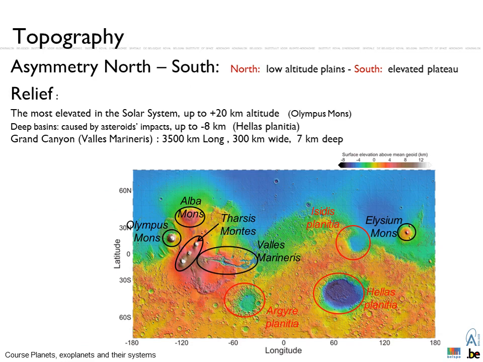Another asymmetry between the northern and southern hemispheres lies in the topography, the north being mostly low altitude plains while the south is elevated plateaus. As already mentioned in the introduction, the highest summit found in the solar system is Mount Olympus.